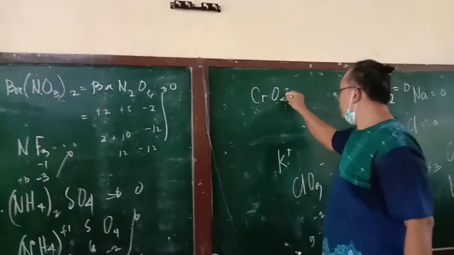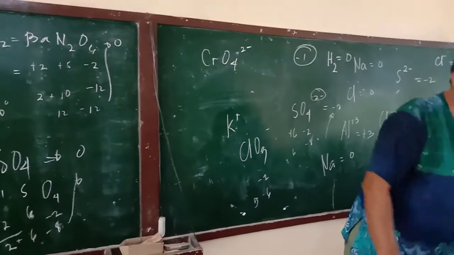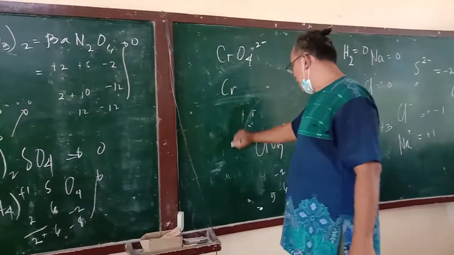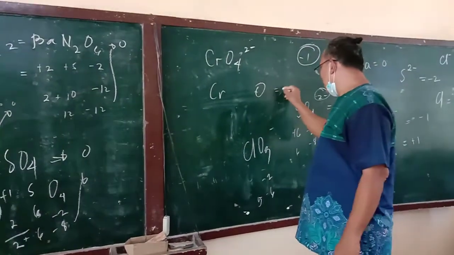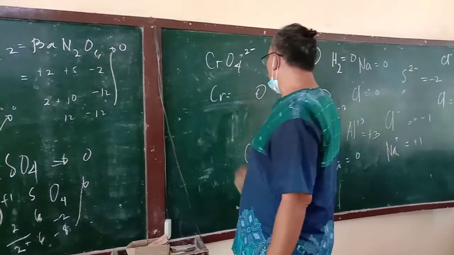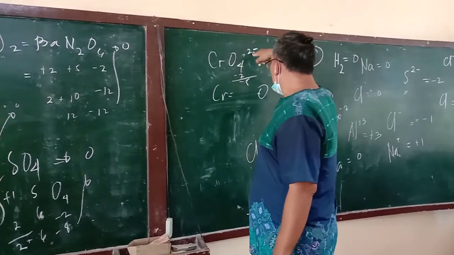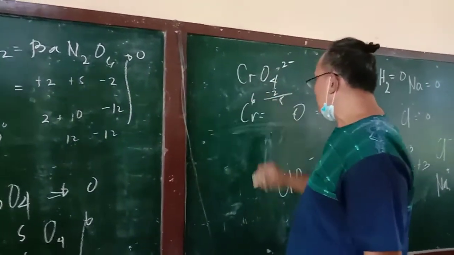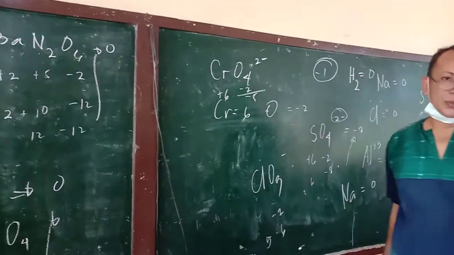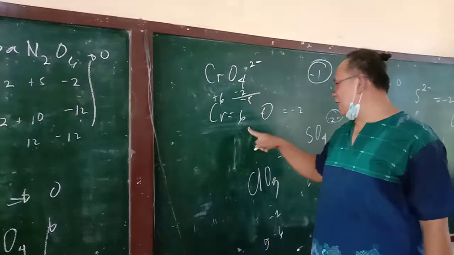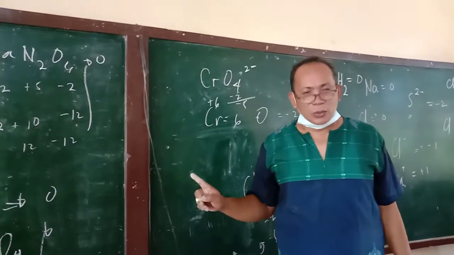Now, how about this one? Chromate. Okay. So, what is the oxidation number for Cr? And what is the oxidation number of oxygen? For oxygen is always negative 2. So, negative 8. Kay negative 2 ang total niya, so 6 ang oxidation number for this. Kay 6 minus 8, negative 2. So, ang chromium is 6, ang oxygen is negative 2. Ayaw kalimot, ang oxygen is always negative 2.